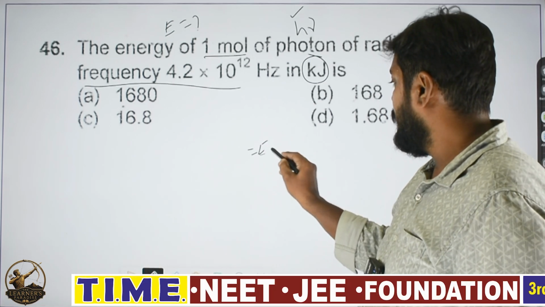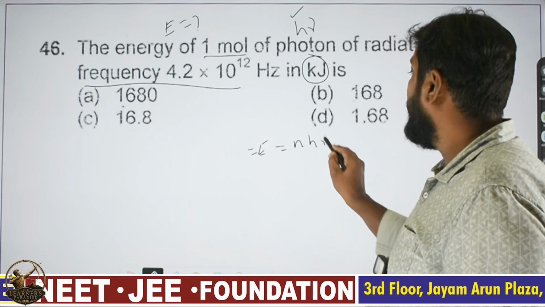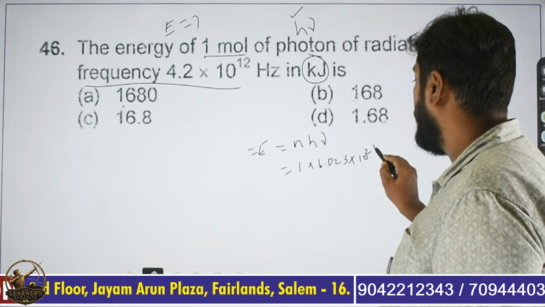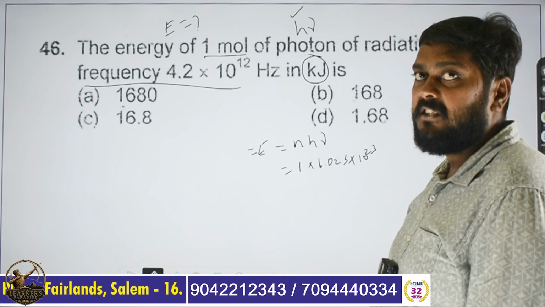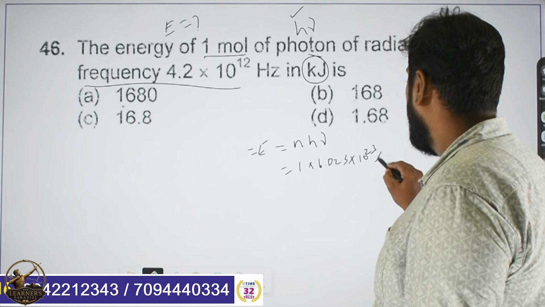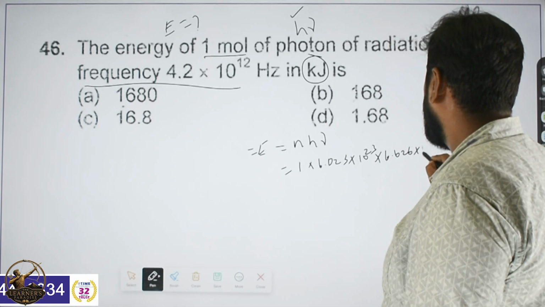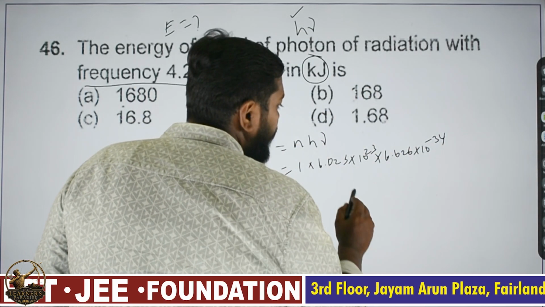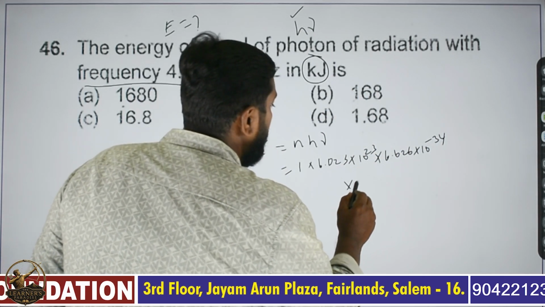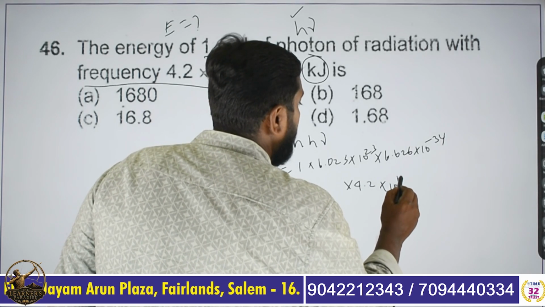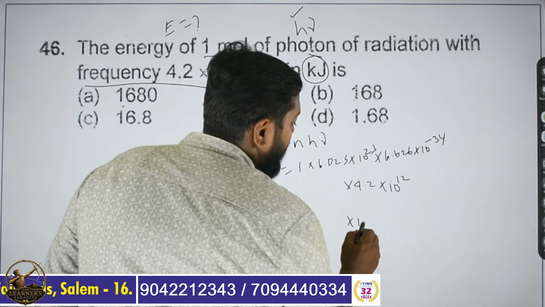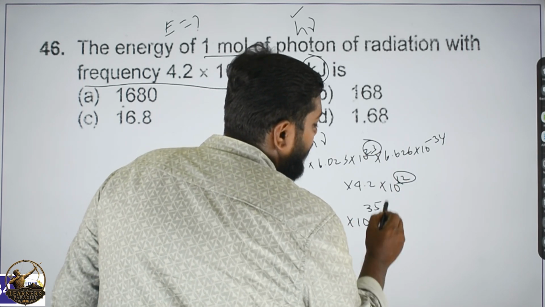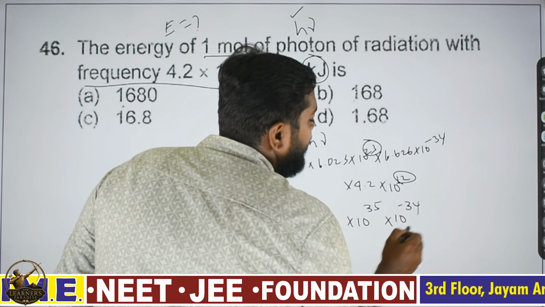Okay, so what is your formula? E is equal to nh nu, 1 mole photon. So mole convert பண்றீங்க, Avogadro number multiply பண்றீங்க, 6.023 into 10 power 23 into Planck's constant is nothing but 6.626 into 10 to the power minus 34 into the frequency which is given as what? 4.2 into 10 to the power 12. So multiply panna powers enna varum, plus 12 and plus 23. In total you will get 35 and in minus you will get 34.